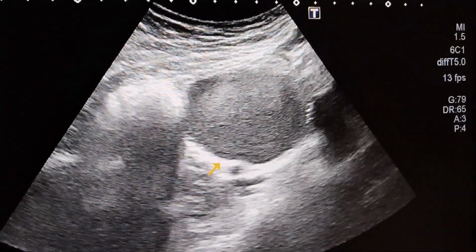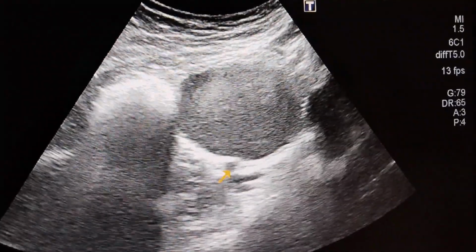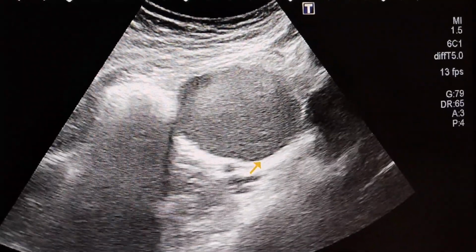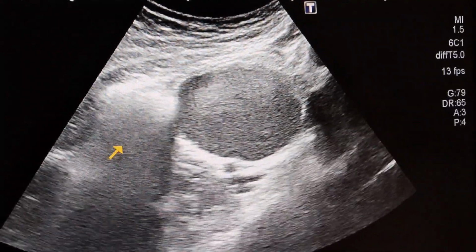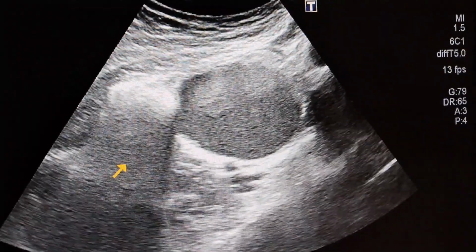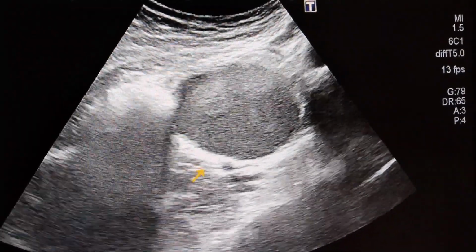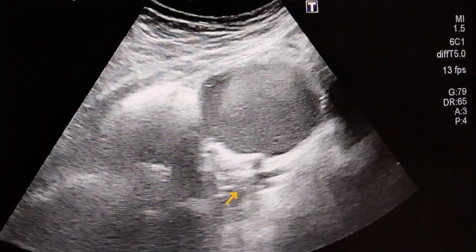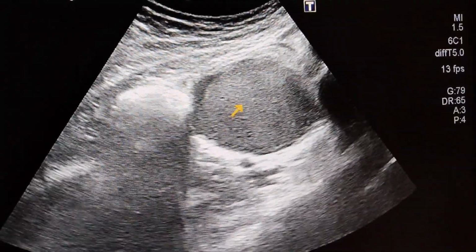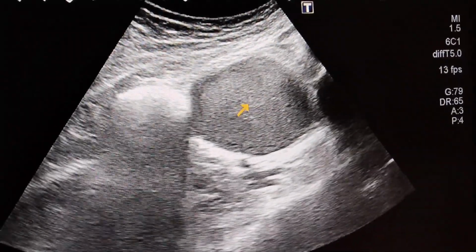And number four, this lesion is giving posterior acoustic enhancement. Not like this. This is giving shadow. This is the gut loop. So this is the acoustic enhancement. So it looks like a solid, but it is not a solid.